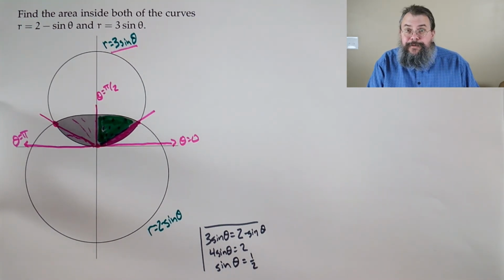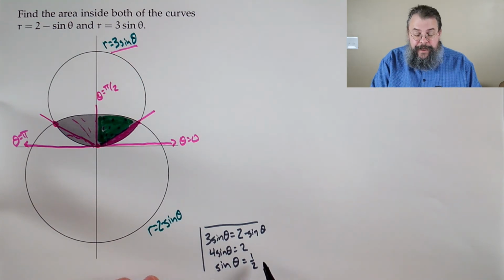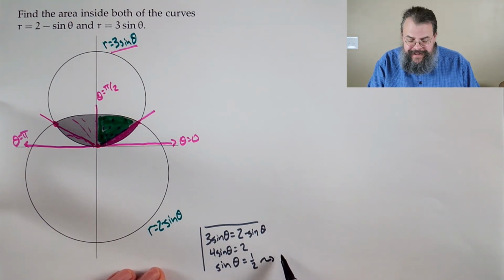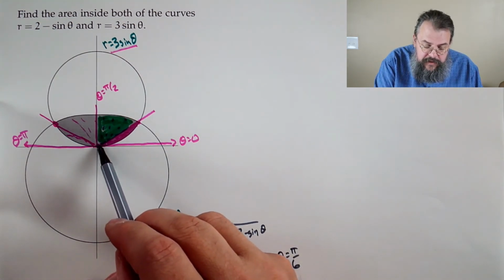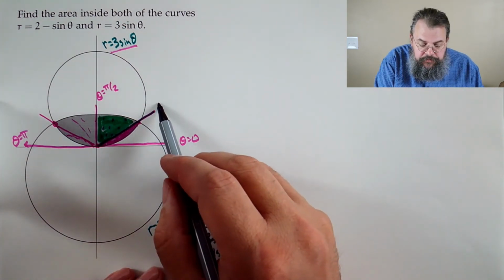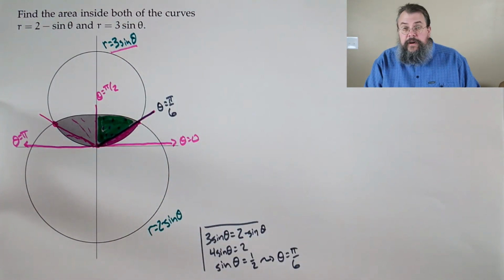Do we know an angle where sine of theta is a half? We do. And I hope you do. Come on, I believe in you. Of course I do. Pi over 6, also known as 30 degrees. And you can check, does it look like this is an angle of about pi over 6? It does look about that, so that's a promising sign. So now we have our integrals.